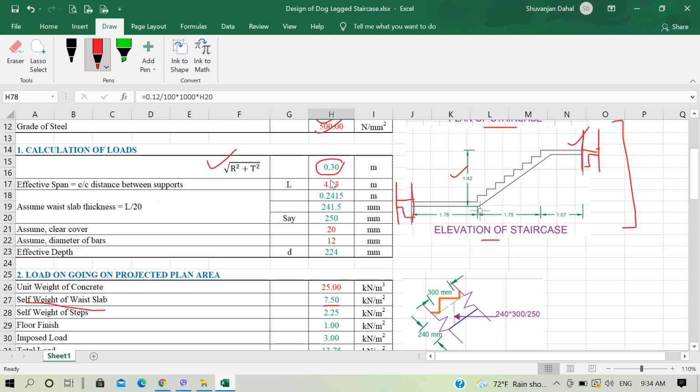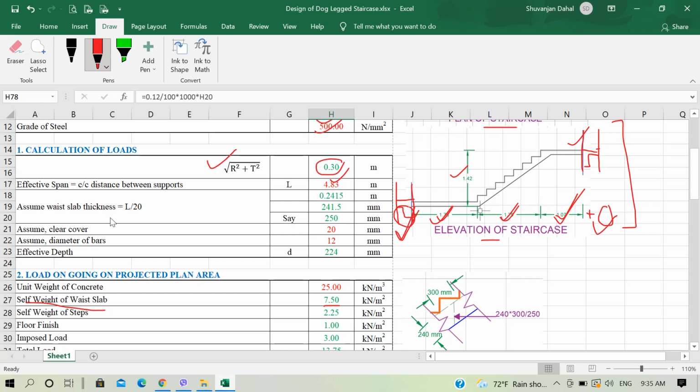So how do we calculate this 4.83? You can add 1.78 plus 1.75 plus 1.07 plus half the width of beam on one side and another half the width of beam on the other side. Our width of beam is 230 mm, so 0.23 by 2 plus 1.78 plus 1.75 plus 1.07 plus 0.23 by 2 again. You will get the effective span to be 4.83 meter.